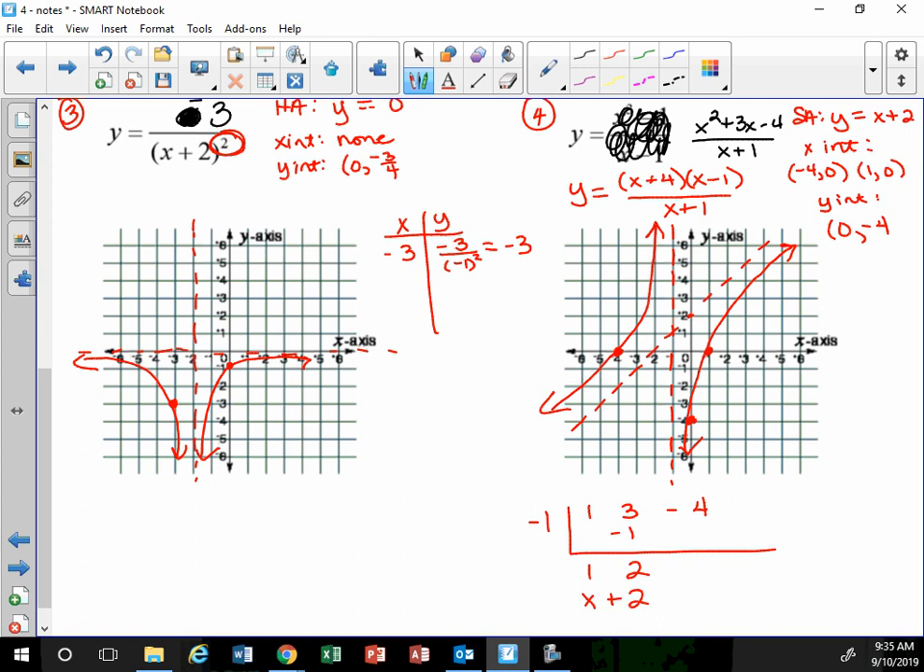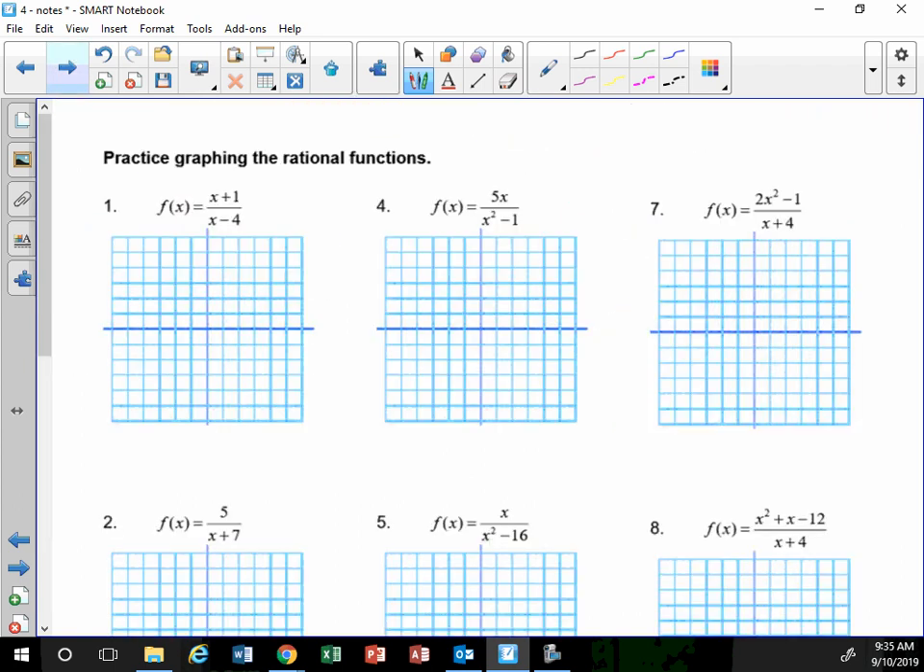In your packet, there's some practice graphing rational functions. I want you to do a couple of these right now. Let's do number 1, and then let's try 8. I know we're going to run out of time before we get through too many of these. So let's do 1, 5, and 8.